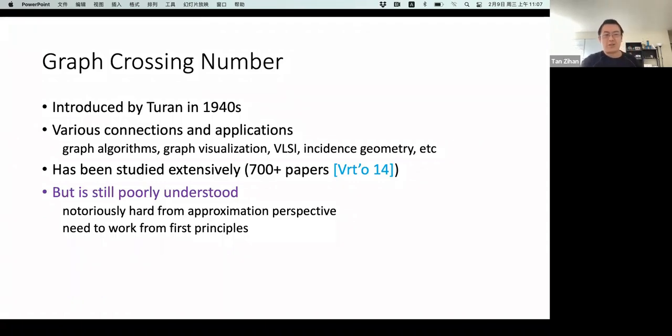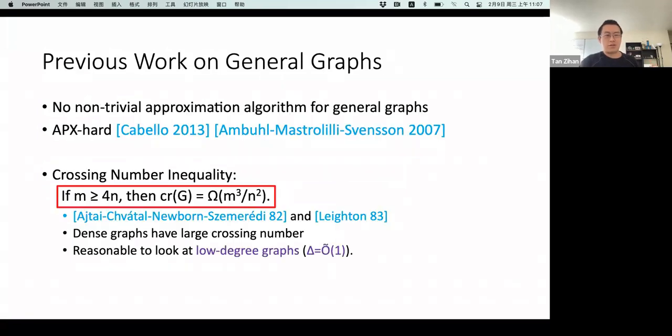So what do we know about approximation algorithms for the crossing number? Let's look at some previous work. There are no non-trivial approximation algorithms on general graphs. Basically for general graphs, no approximation algorithm is known, and the hardness result is only APX-hardness. So there is a big gap there.